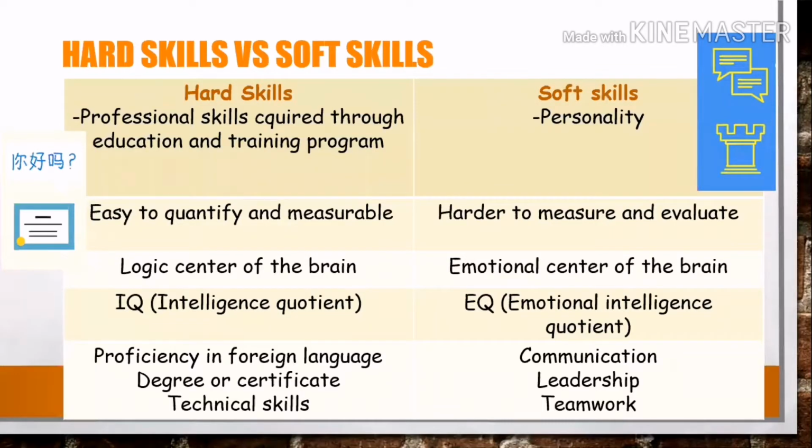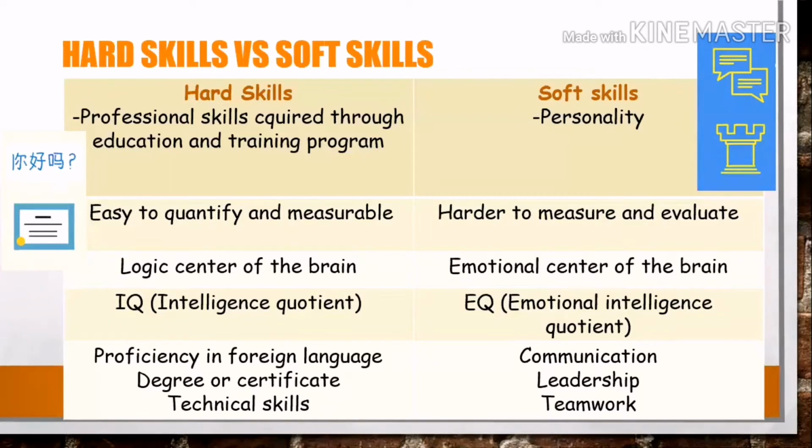Let us look at hard skills versus soft skills. Hard skills are professional skills acquired through education and training programs, whereas soft skills are totally personality. Hard skills are easy to quantify and measurable, whereas soft skills you can't measure or evaluate. It's very difficult to measure and evaluate.